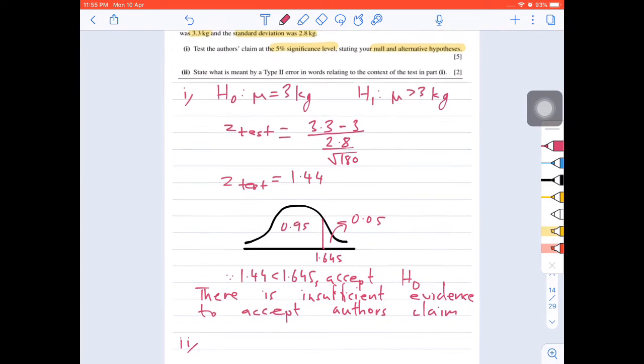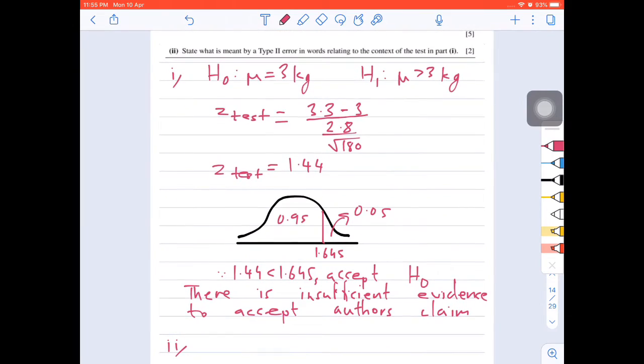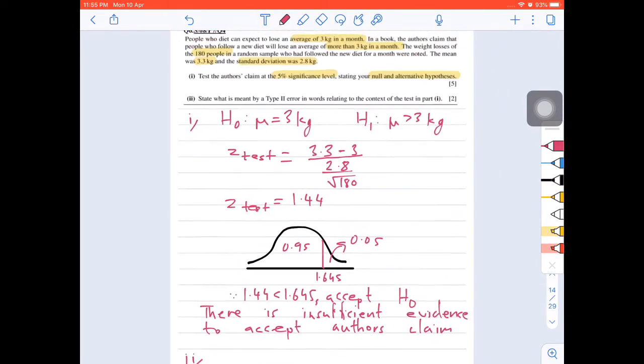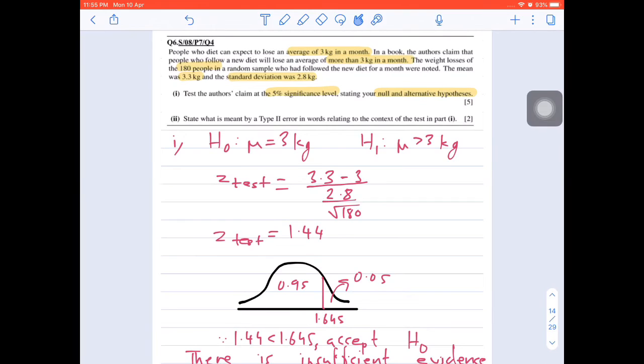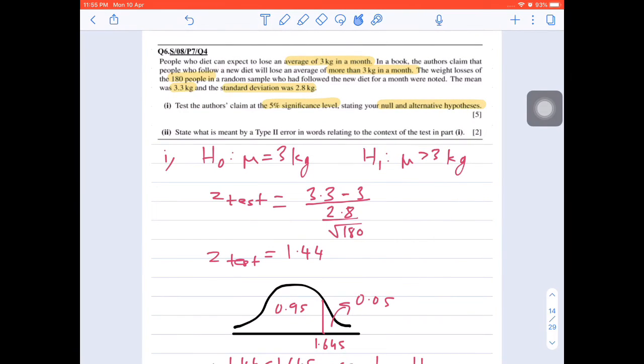Then state what is meant by a type 2 error in words relating to the context of the test in part 1. So what would a type 2 error mean in context to this test that we did in part 1? A type 2 error is when the null hypothesis is wrong but it is being accepted. So a type 2 error would mean that even though the null hypothesis is wrong, that the mean is equal to 3 kg, we are still accepting it.